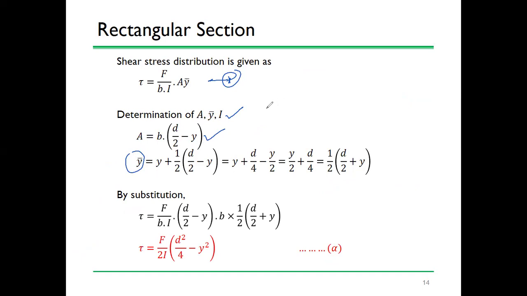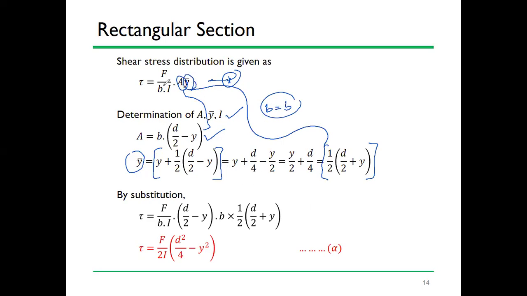And once again, we also know that our B is simply equal to the B. If this, what you are seeing here, is simplified, you get this. So we are now going to take this one and put it where we have the A. We take this one and put it where we have the y bar. And then, of course, the B, the I and the F remain. So when that is done, we'll get this equation here, alpha. I want you to write this equation down. Tau is equal to F over 2I, D squared over 4 minus Y squared.